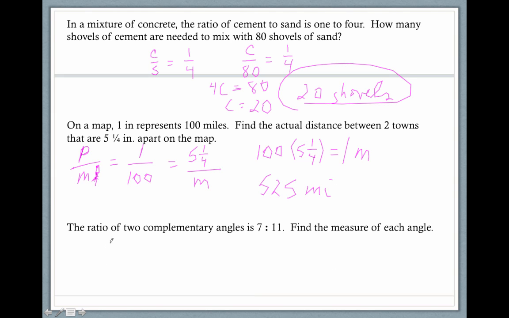We have two complementary angles, which are 7 to 11, which means 7 times something and 11 times something, so 7 times something plus 11 times the something equals, they're complementary, C is in corner, so they equal 90. So that's 18x is 90, so x is 5. So that means that the angles are 7 times 5 and 11 times 5.